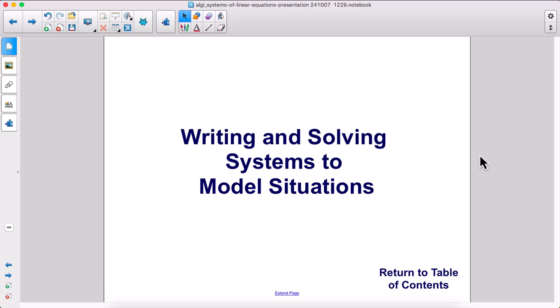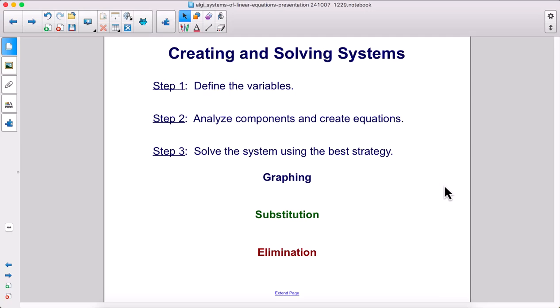Writing and solving systems to model situations. Step 1, define the variables. Step 2, analyze components and create equations. Step 3, solve the system using the best strategy: graphing, substitution, or elimination.